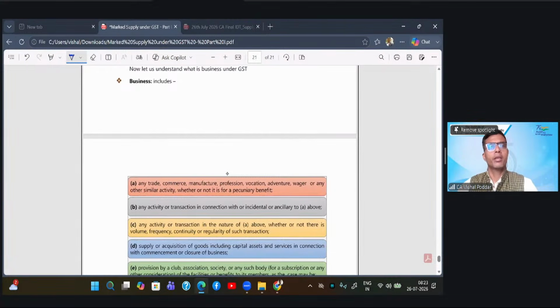And then comes the final component, that is business. So we have seen that anything done in the course or furtherance of business will tantamount to supply.